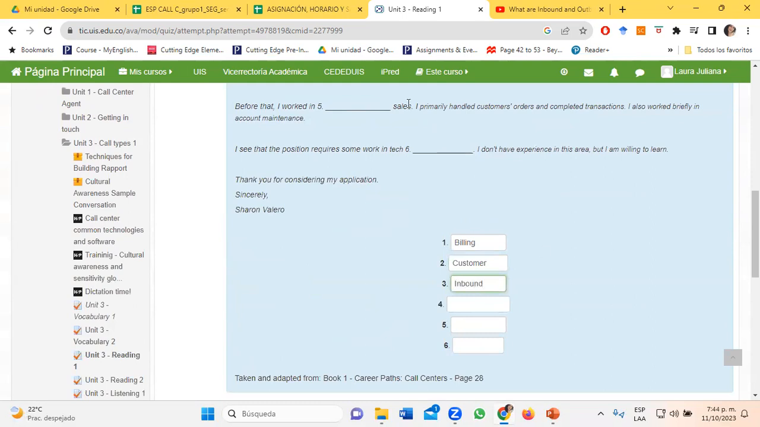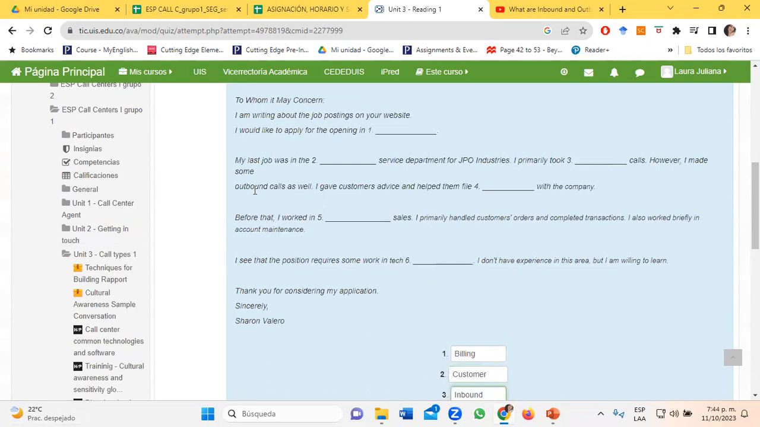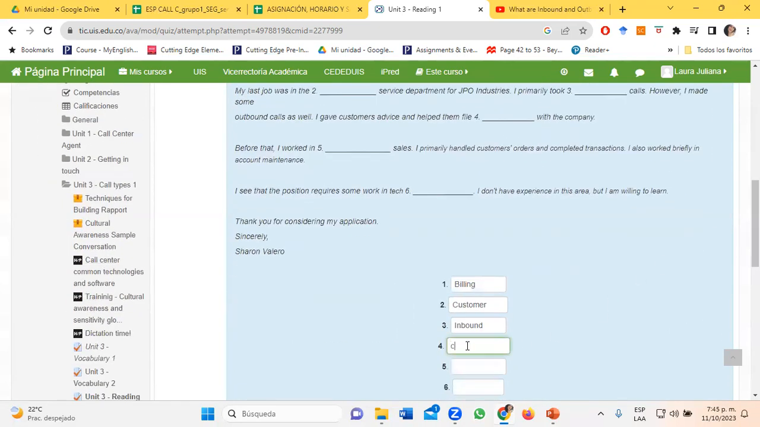All right, Natalia, I see your hand. So can you continue with number 4? Yes, teacher, sorry, my internet is not working today. Okay, no problem. However, I made some outbound calls as well. I give customers advice and help them file complaints with the company. Yeah, complaints with the company. File, like completar, llenar, file complaints with the company. All right.